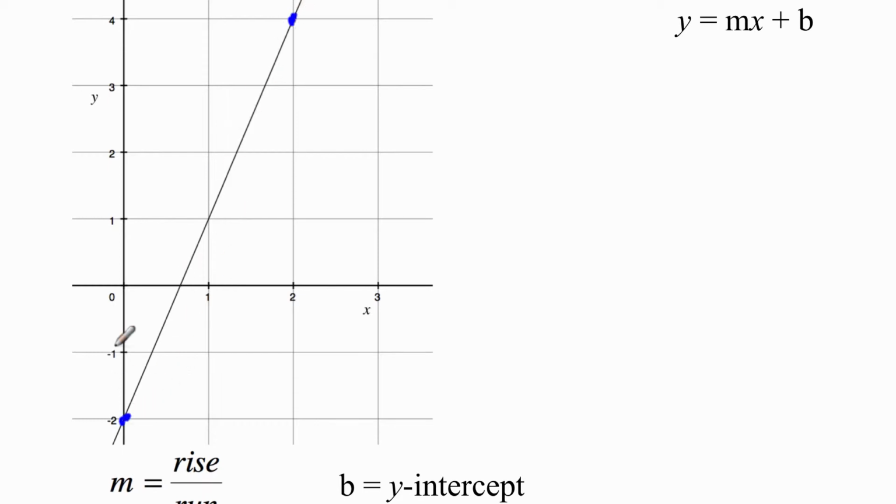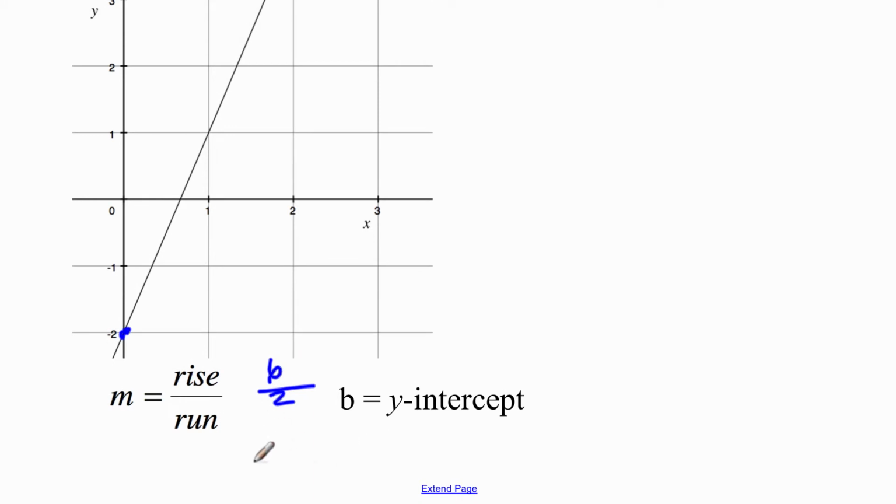So the rise, I have to go up 1, 2, 3, 4, 5, 6. So I'm rising 6. Once I've gone up 6, I'm going over 2. So my slope is 6 over 2, or I can simplify that. So that's equal to 3 over 1, or just 3. So that's what my slope is equal to.